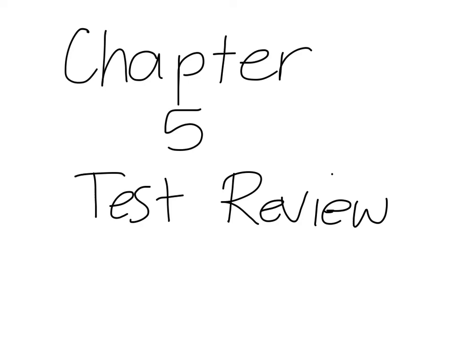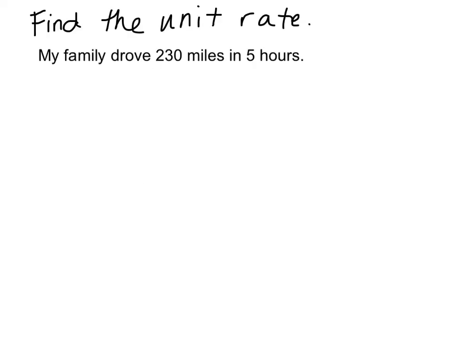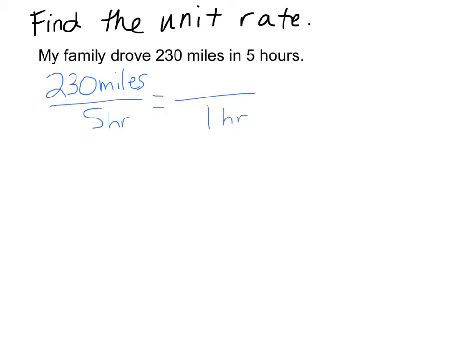Chapter 5, Test Review. Find the unit rate. My family drove 230 miles in 5 hours. So I'm going to write this as a rate, so 230 miles over 5 hours, and my unit rate, I need it to be 1 hour, so I'll divide by 5 and divide by 5, and my family drove 46 miles in 1 hour, and that's my unit rate.